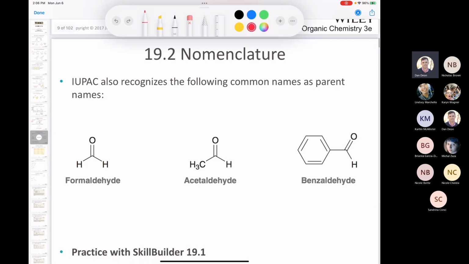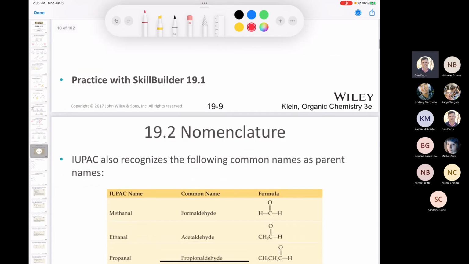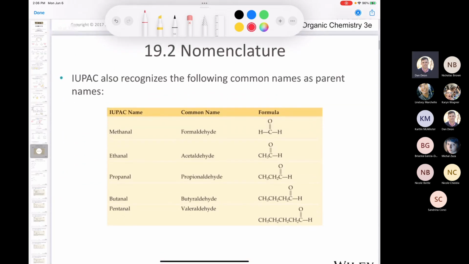And then IUPAC loves common names of aldehydes and ketones. I told you need to know formaldehyde. Acetaldehyde is another one that comes up all the time, and benzaldehyde. These are all common names, but they're called common names for a reason. It's because chemists love to use them. And so our book doesn't give a complete treatment of common names. I took this from the nursing organic chemistry textbook. So this is it here.